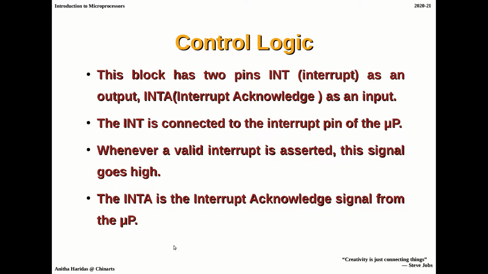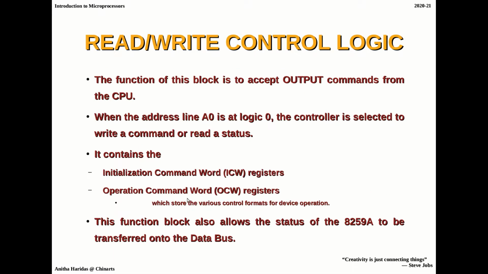8259A. So control logic is used only for sending the interrupt request to the microprocessor, whereas the interrupt request from the input output device will be received through the interrupt request register. But from there, the interrupt request will be sent to the processor by using the control logic, and the acknowledgement will also be received through the control logic.